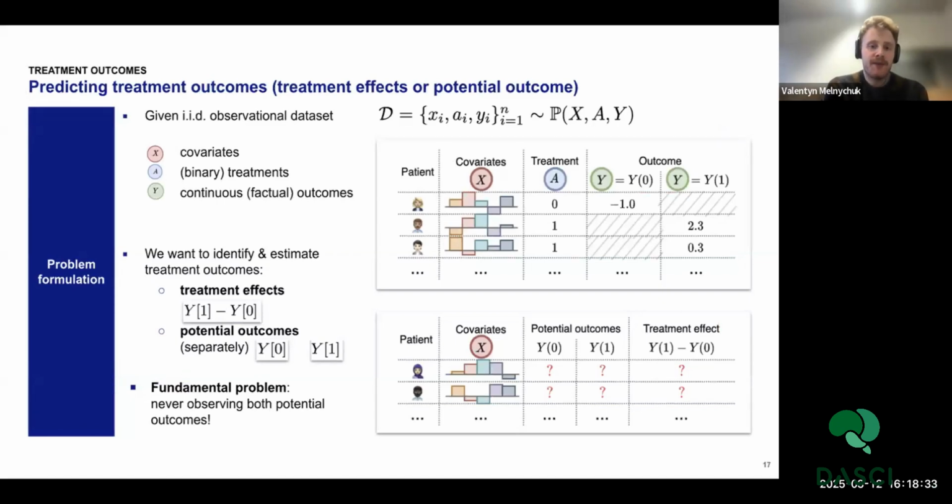Let's talk about specifically our task of predicting treatment outcomes, which is either treatment effects or potential outcomes. The very broad description of the problem is that we have the IID observational data set. We have X covariates, A denotes treatments, and Y is the outcomes. We assume they are continuous, and imagine we have this data set where for every patient we collect those covariates. We see that they were either treated or not, and then we observe the corresponding outcome. If they were not treated, we observe their potential outcome of not being treated, and for those who are treated, we observe the corresponding outcomes.